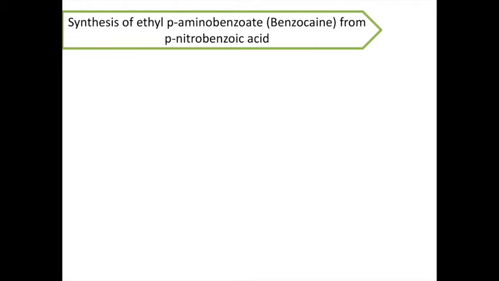Hello students, today we are going to synthesize benzocaine. Benzocaine is synthesized from para-nitrobenzoic acid. It is a two-step reaction. In the first step, we'll synthesize para-aminobenzoic acid, also known as PABA, from para-nitrobenzoic acid. In the second step, we'll take the first step product, PABA, and synthesize our benzocaine, which is known as ethyl para-aminobenzoate.